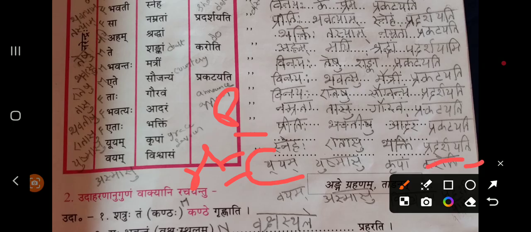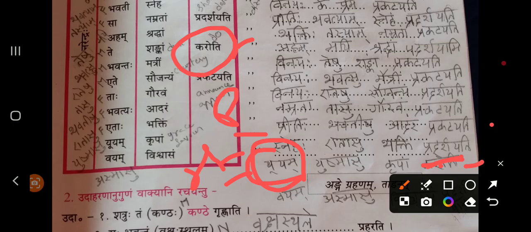Karoti will come only whenever I want to talk about third person. Here yuyam is not the third person. Yuyam is the second person. You all are the second person, right? So I can't write karoti. I need to convert it into its Madhyama Purusha plural form. Go to sanskritabhyas.in, type karoti and take the Madhyama Purusha plural form. Then fill it here. So it will become yuyam yushmasu krupam karo.